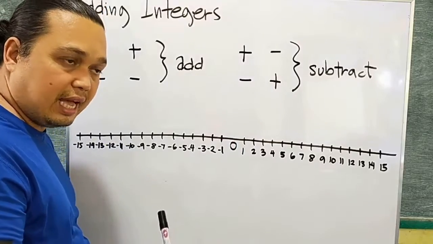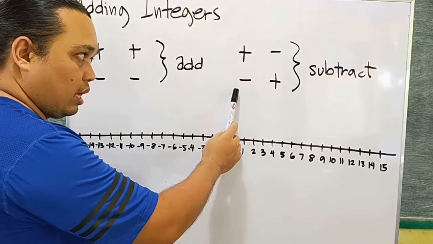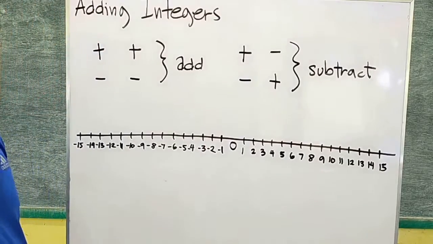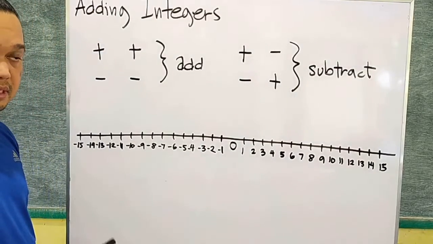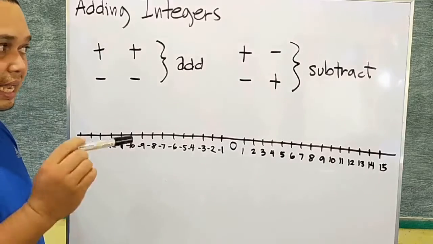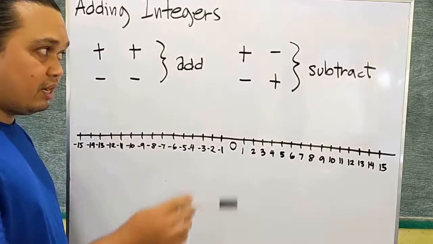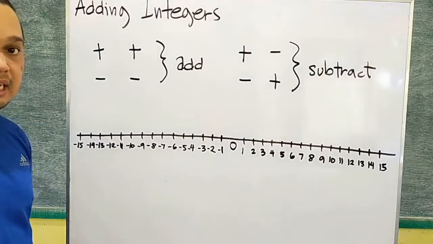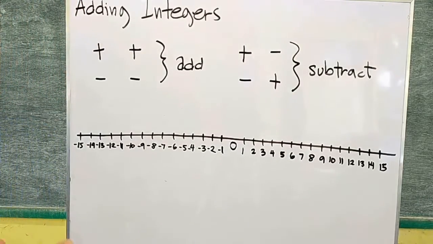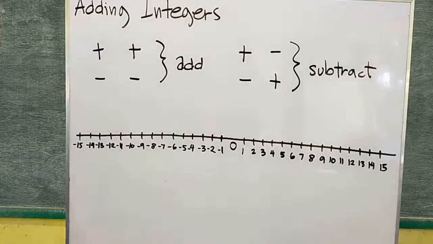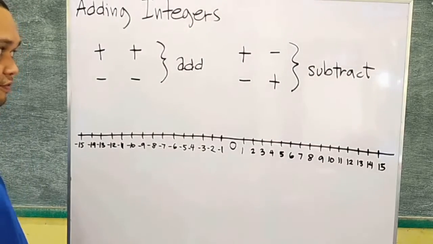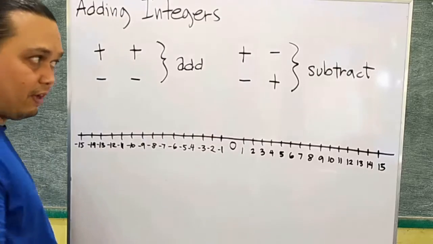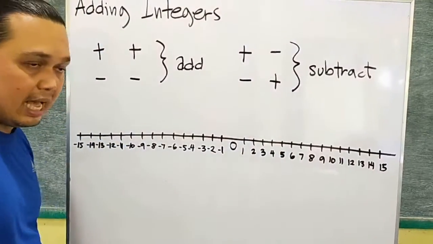Now, to add unlike integers, for example, a positive integer with a negative integer, or a negative integer to a positive integer, then we need to subtract the numbers. Then copy the symbol of the number that has the greater value. Right? Now, let me explain that by giving an example. We're going to have five examples for adding like integers, and five examples for adding unlike integers.